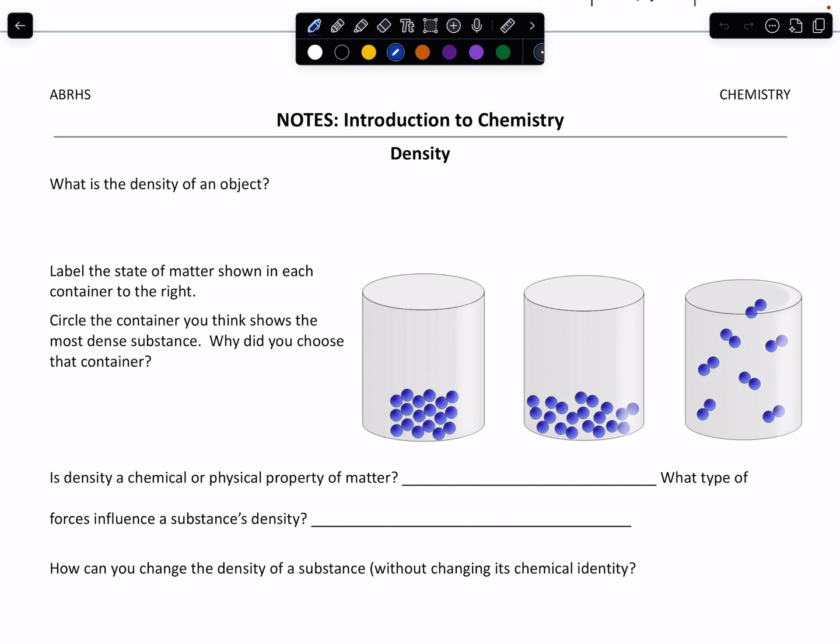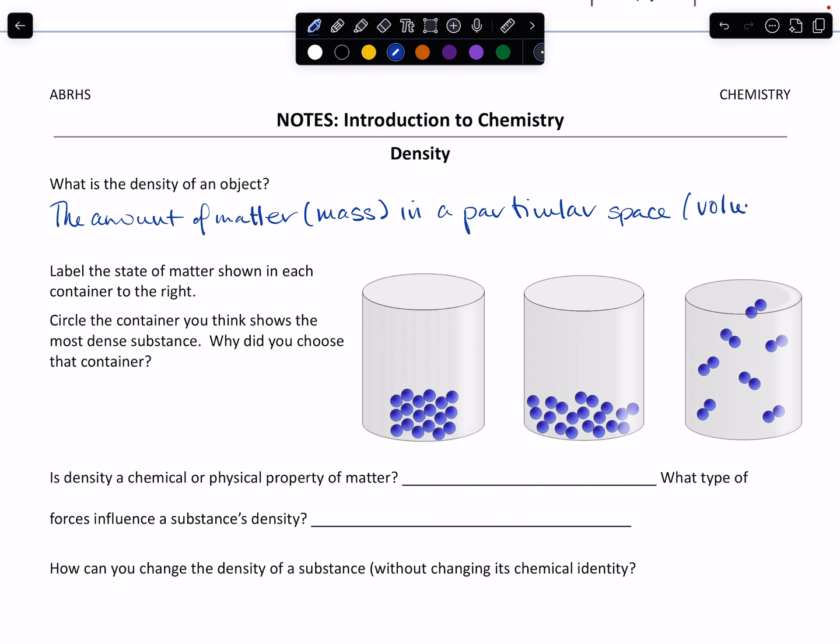So the definition, basically, density is the amount of matter, which is represented by the mass of that matter, in a particular space, which is basically its volume. So it's the amount of matter in a particular volume. That's going to tell us the density.